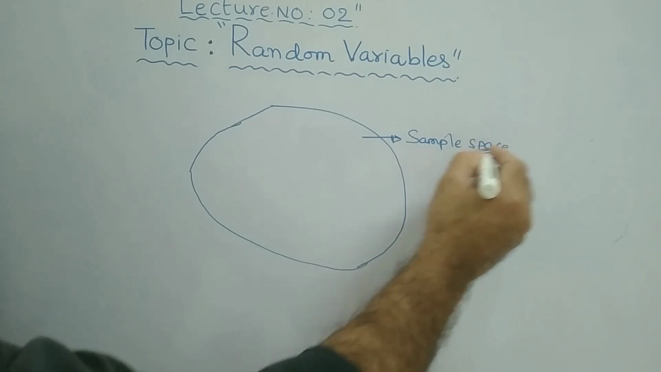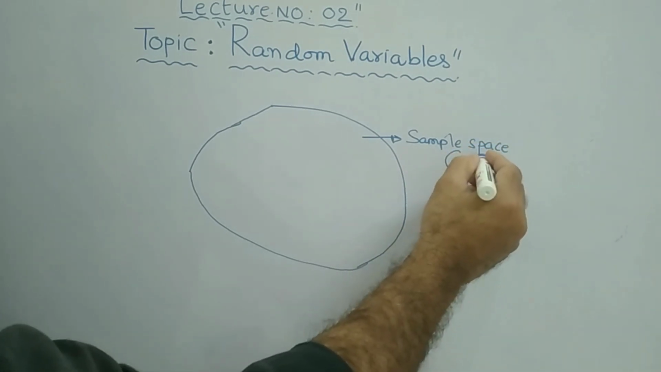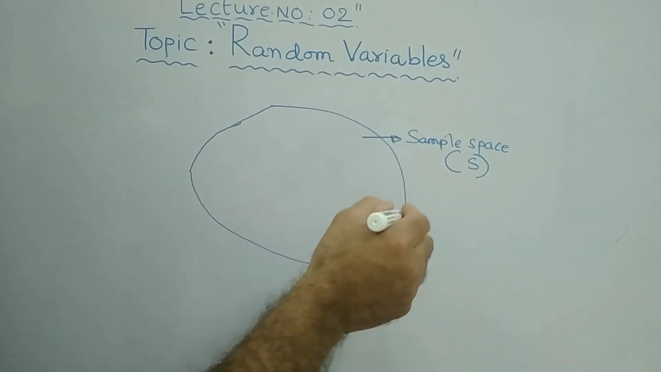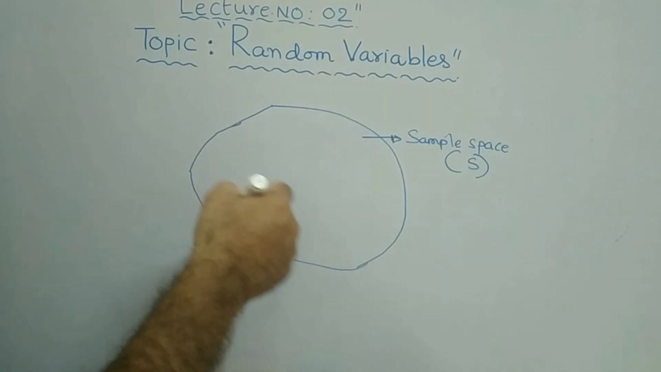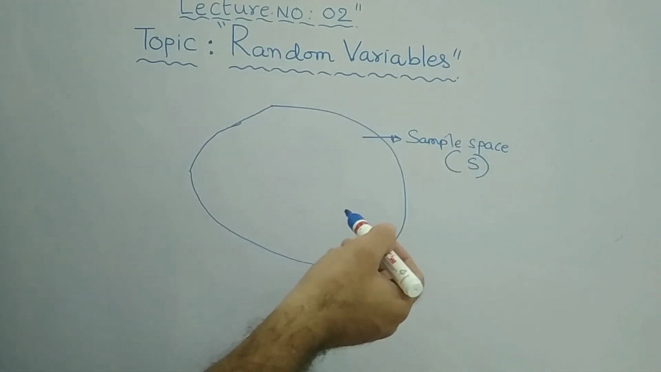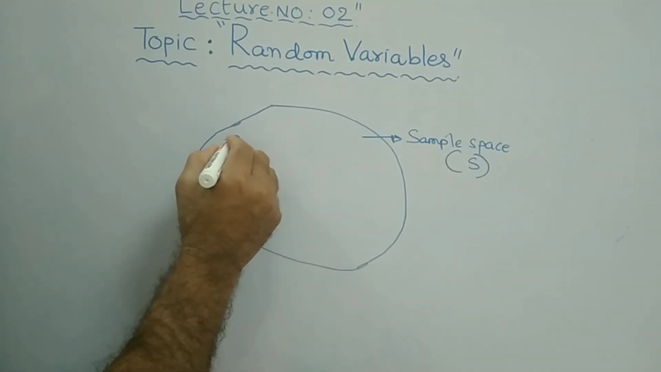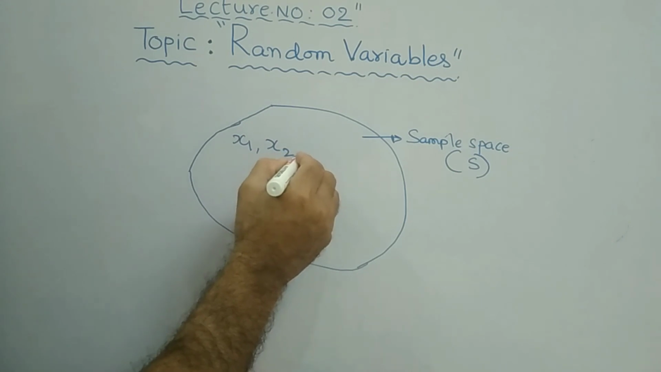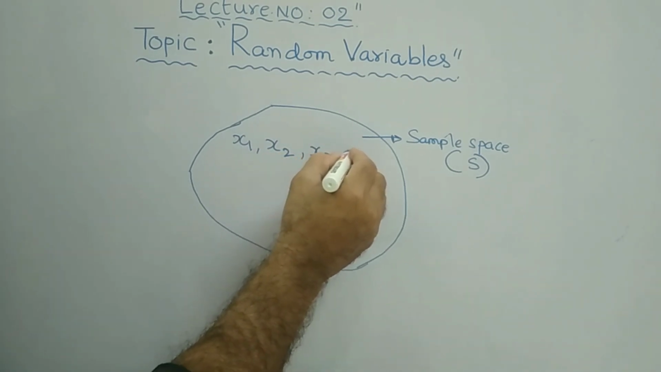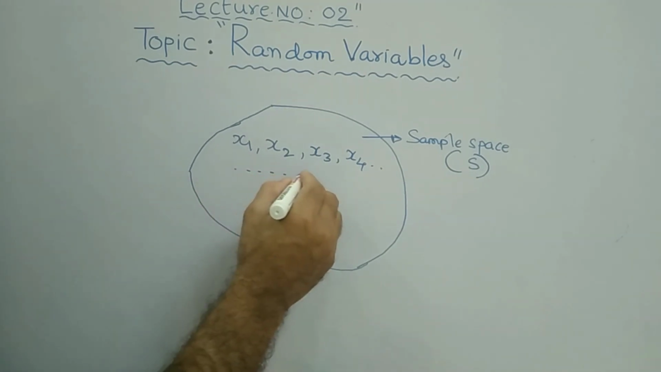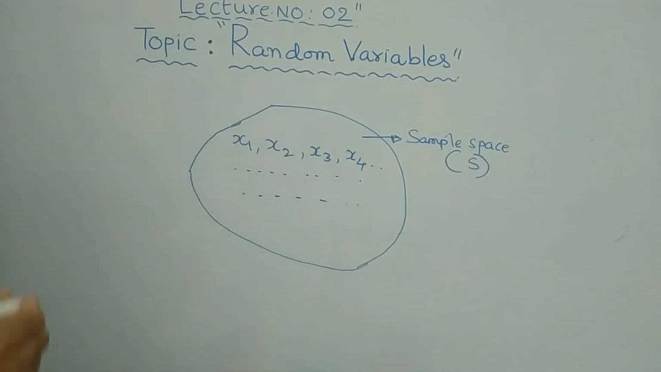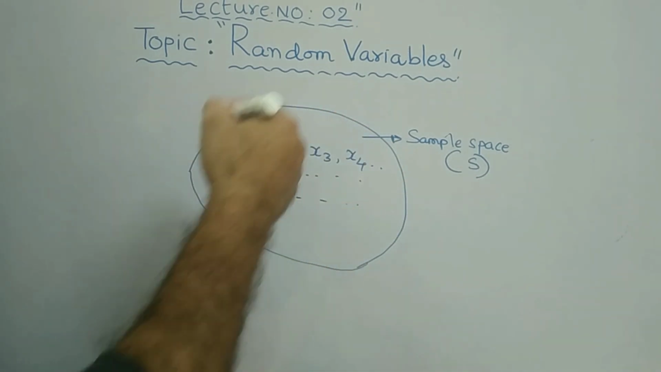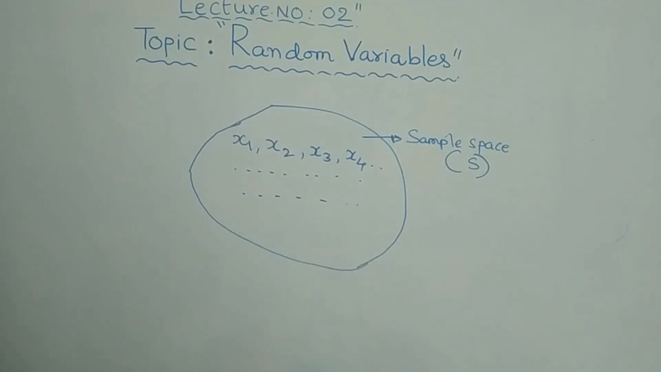This is denoted by capital S normally, and this sample space defines a certain experiment. For that experiment, the possible outcome values of each iteration are denoted like this: x1, x2, x3, x4, and so on. These are the different outcome values of the experiment decided by the sample space. Now I am introducing a variable.